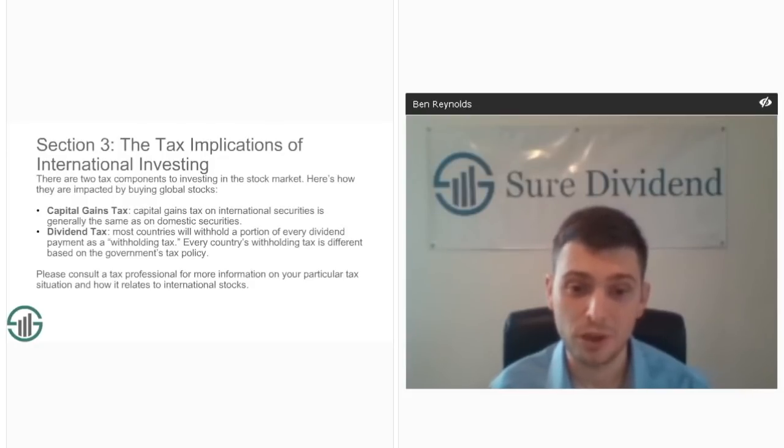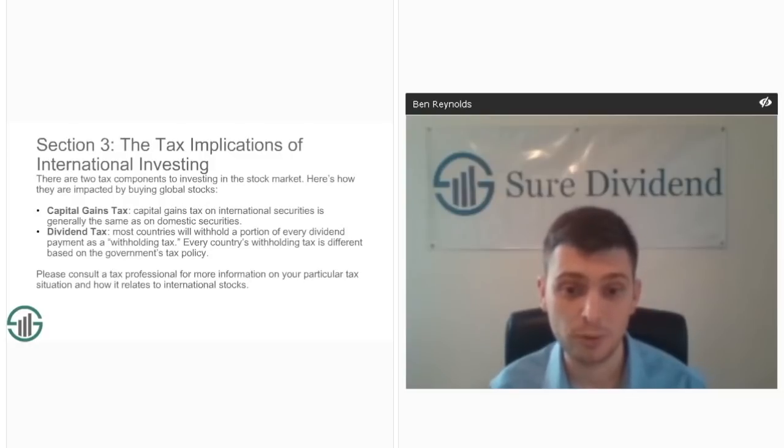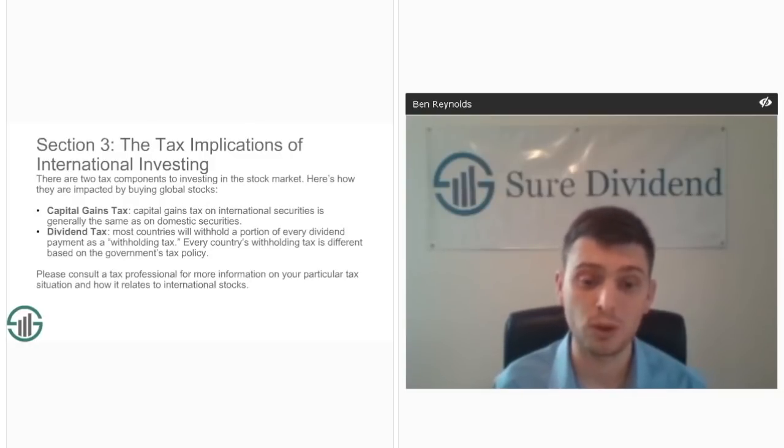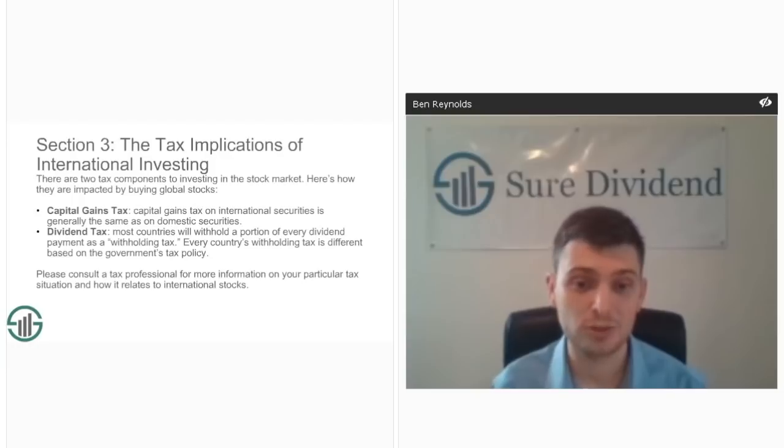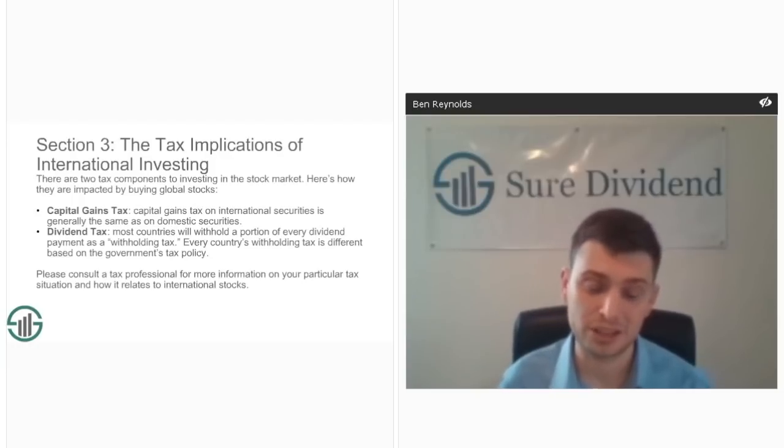There's 2 ways investments are taxed. There's capital gains taxes, and these are taxes on international securities when you sell if you're up. And they're generally the same as on domestic securities. So we're not going to cover capital gains tax in much detail here. Dividend withholding taxes, however, are different. Most countries will withhold a portion of every dividend payment as a withholding tax. Every country's withholding tax is different based on the government's tax policy.